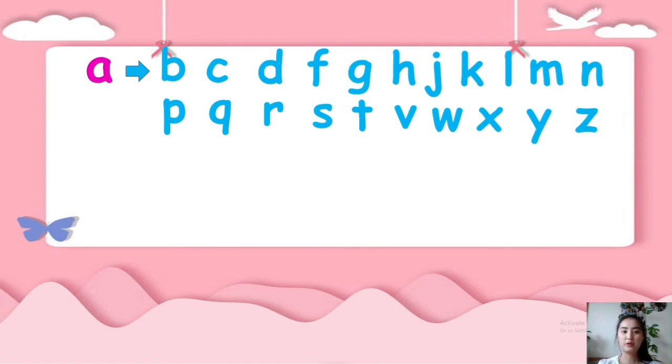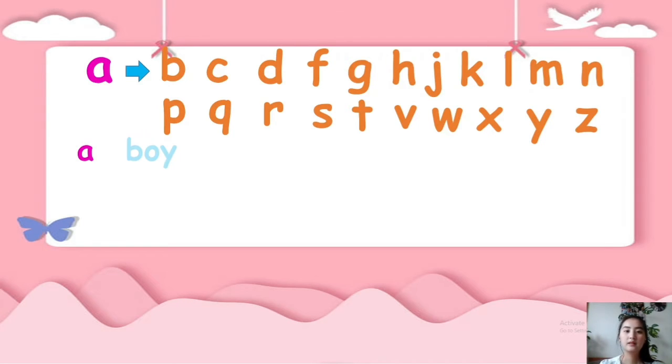Okay, now let's move on to a. We use a for words that start with consonant letters, like B, words that start with letter B, C, D, F, G, H, J, K, L, M, N, P, Q, R, S, T, V, W, X, Y, and Z.